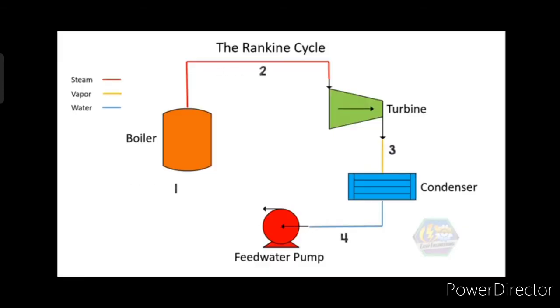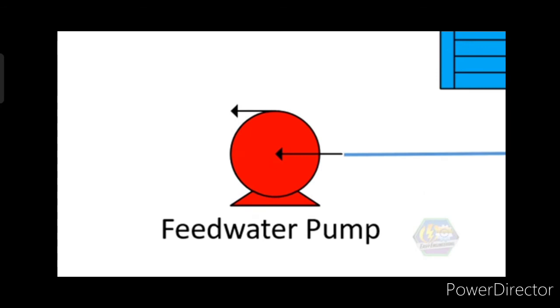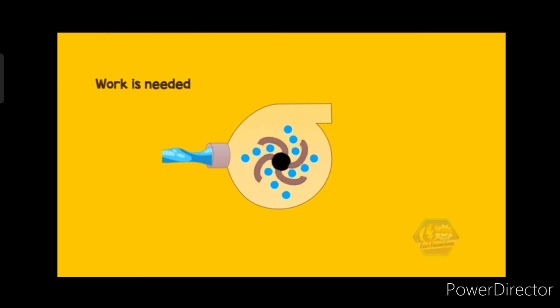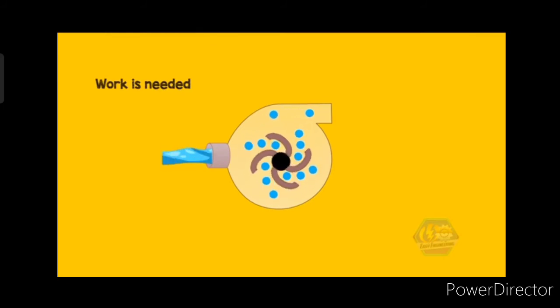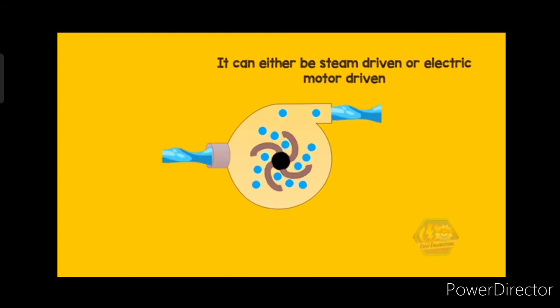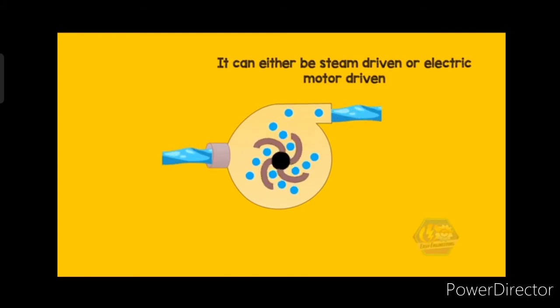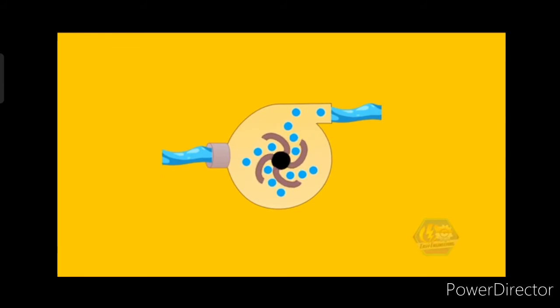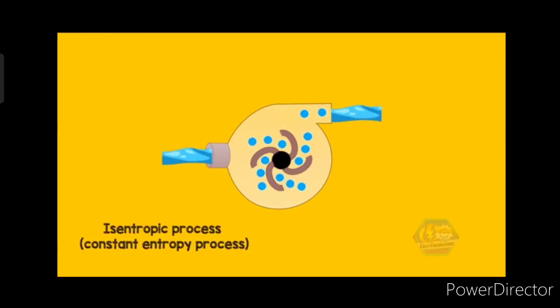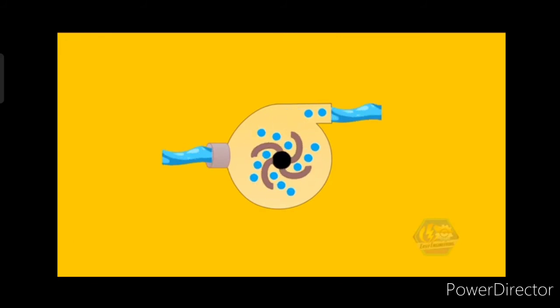The last process is process 4-1, the pump. The pump's main purpose is to convey and introduce the condensed steam back to the boiler. Here, work is needed. That means work is negative. Some plants name this pump the boiler feed pump, and it can be either steam driven or electric motor driven. Again, since this is work-involved equipment, we assume that this is an isentropic or constant entropy process.